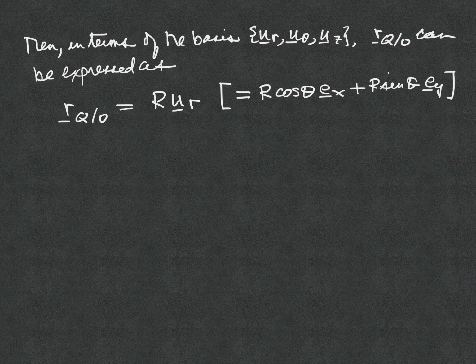Not only is it easier to write, but now we can figure out the rate of change of the position of Q relative to O as viewed by an observer fixed to the ground. But now we have to use the transport theorem. Why do we have to use the transport theorem? Because we want the rate of change of the position of Q relative to O as viewed by an observer fixed to the ground, but we are expressing this position in terms of a basis that's fixed to the disk. So let's write that out in words. We want the rate of change as viewed by an observer fixed to the ground of the position of Q relative to O.